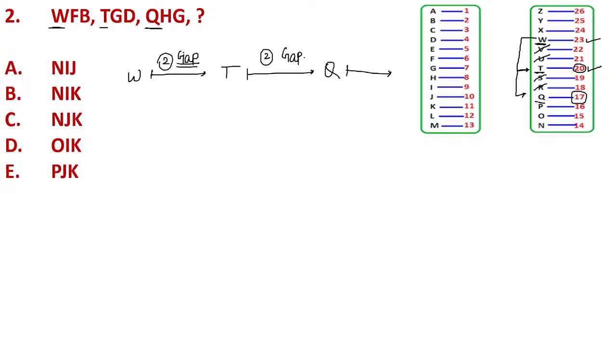Simply skip two letters after Q. After Q there is P, okay, and O. Basically this is before, not after, okay. So before Q there are two letters, that is P and O. I have skipped both the letters, I'll get N. So the first alphabetical letter in our answer should be N. So option number D and option number E will be eliminated.